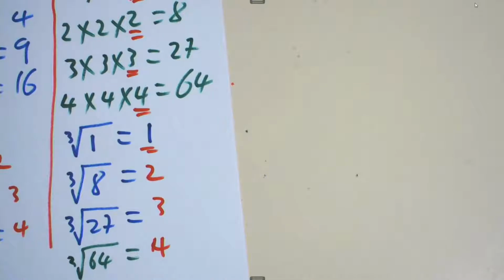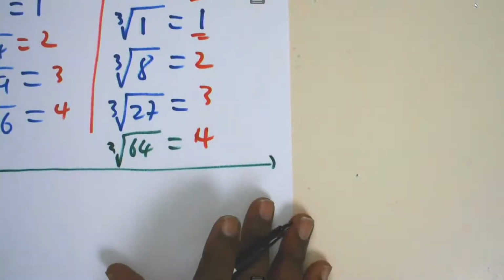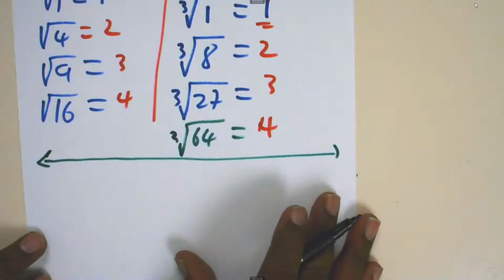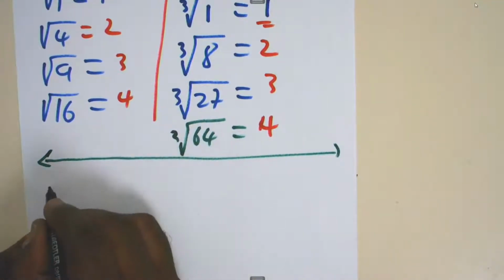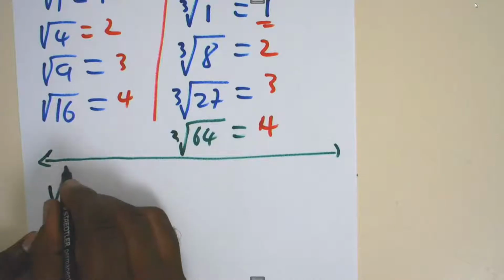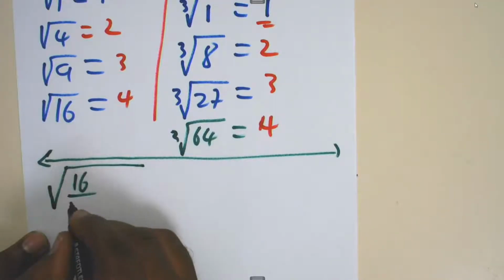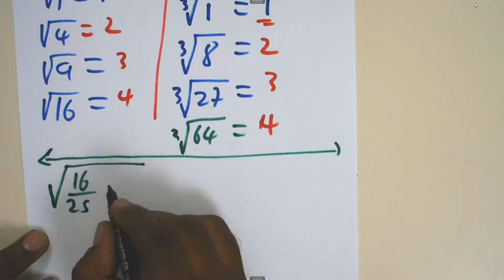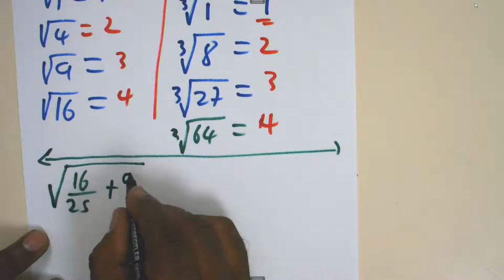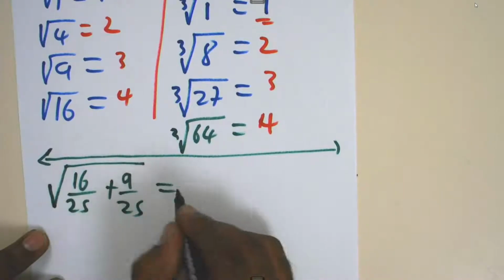Let's see the cube roots. Let's see fractions in cube roots. Let's start with this one. It's a warm-up. Square root of 16 over 25 plus 9 over 25.